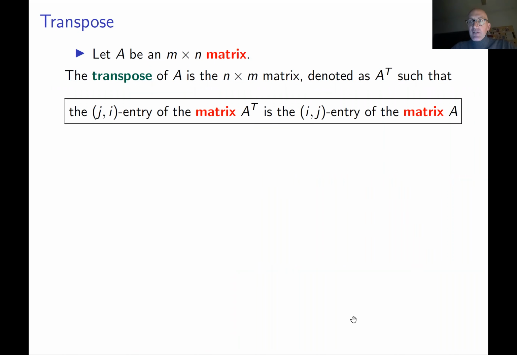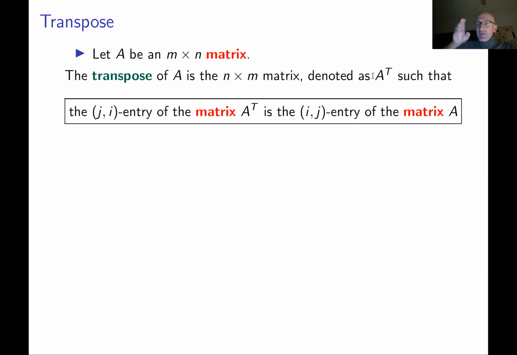Another important thing which you can relate to any matrix is its transpose. If you have an m times n matrix, you have m rows and n columns. The transpose of matrix A is an n times m matrix, denoted A to the power of T. It is defined such that the ij entry of the matrix A is the ji entry of the matrix A transposed. So basically, this means that you swap rows and columns.